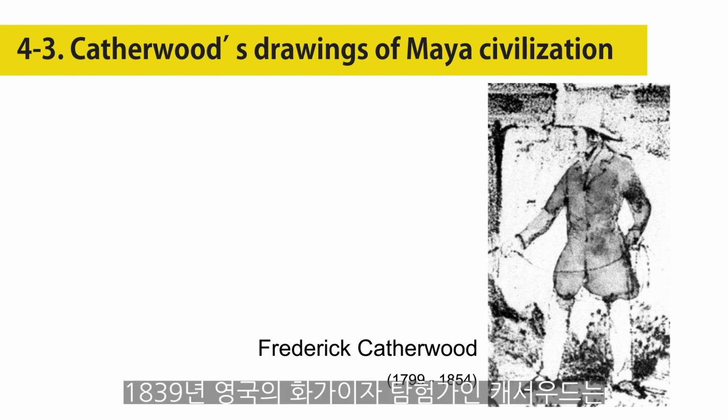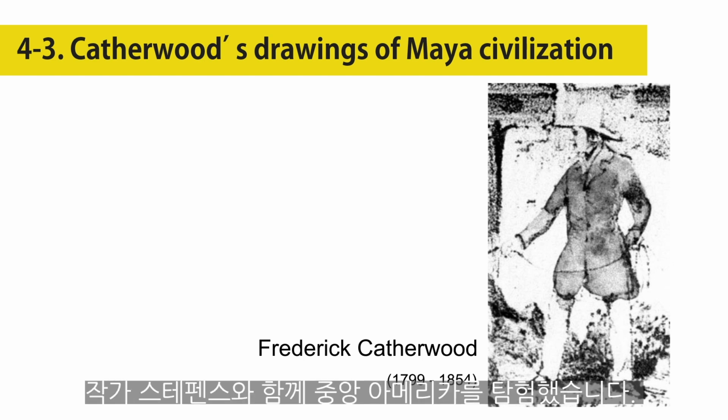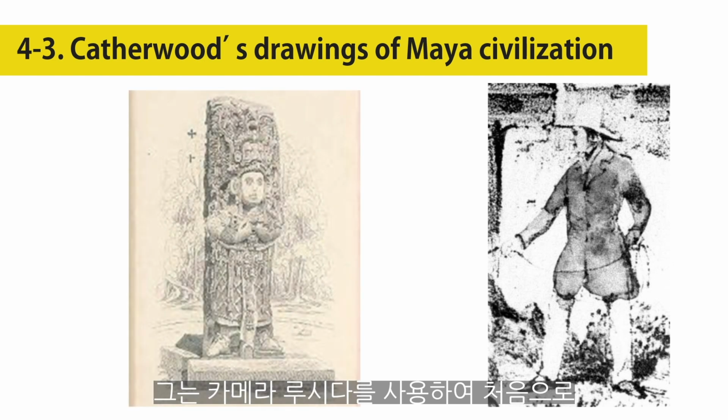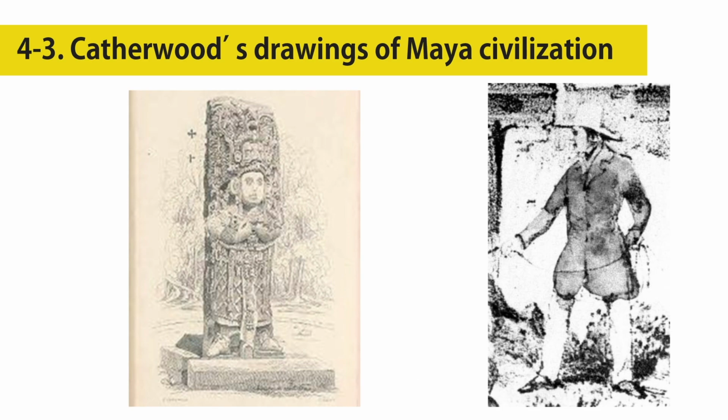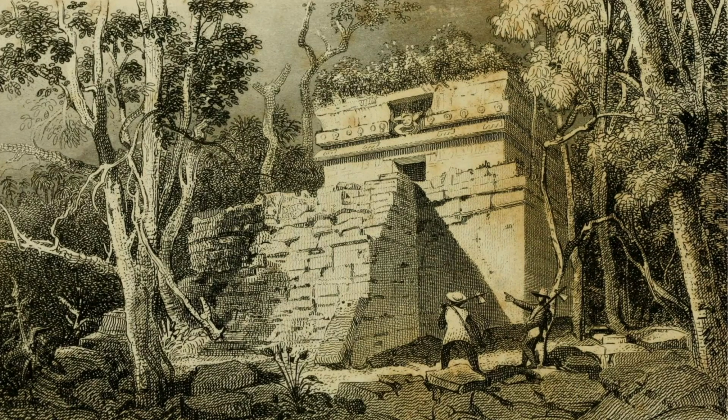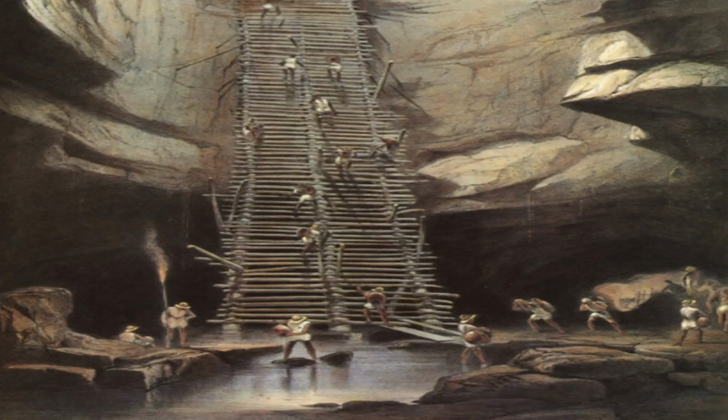In 1839, Frederick Catherwood, an English artist, architect and explorer, explored Central America with writer John Lloyd Stephens. They visited dozens of ruins, resulting in the detailed description of 44 sites, many for the first time. With the camera lucida, Catherwood made meticulously detailed drawings of the ruins of the Maya civilization.